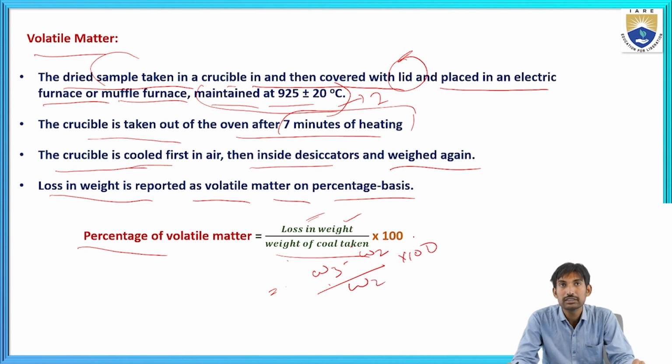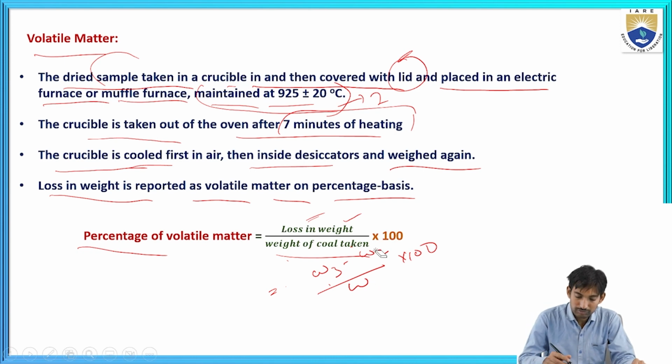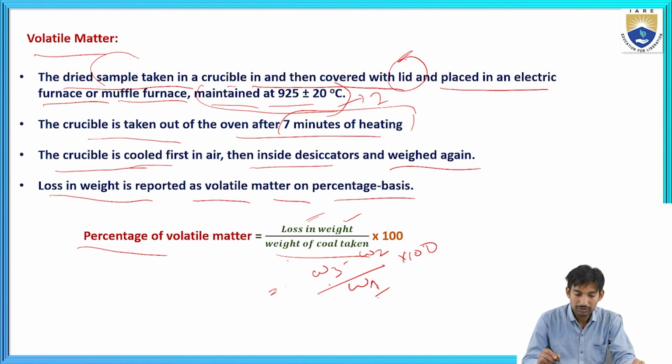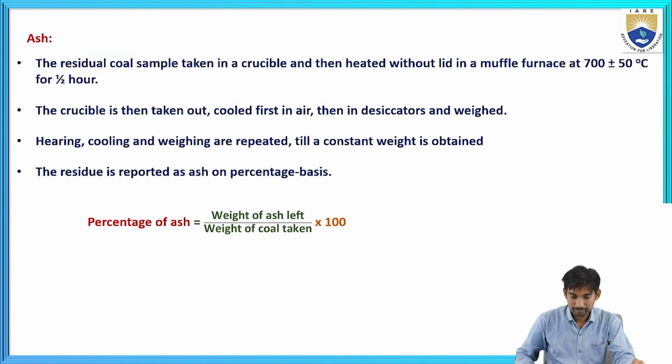This is the percentage of volatile matter. Here, with W1 as the weight of the coal we have taken, it is W3 minus W2 divided by W1 into 100. That is the percentage of volatile matter.